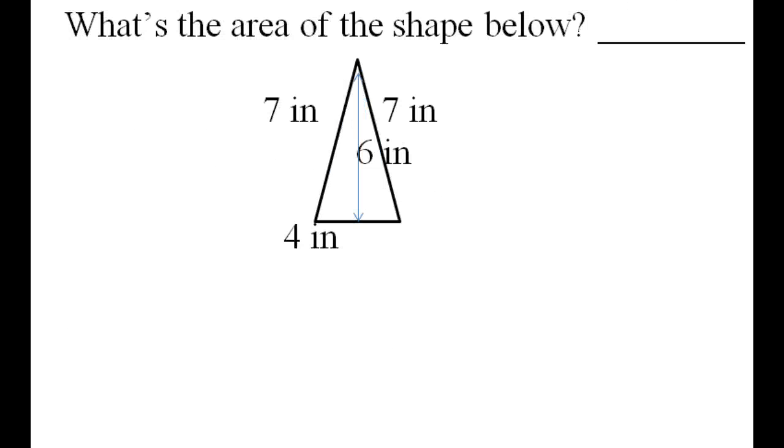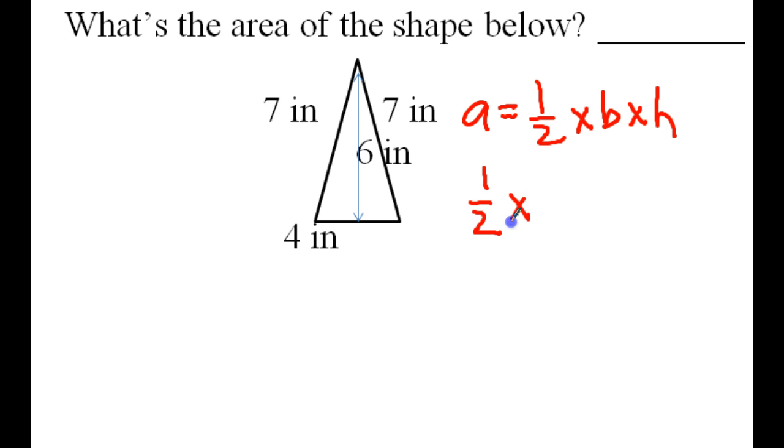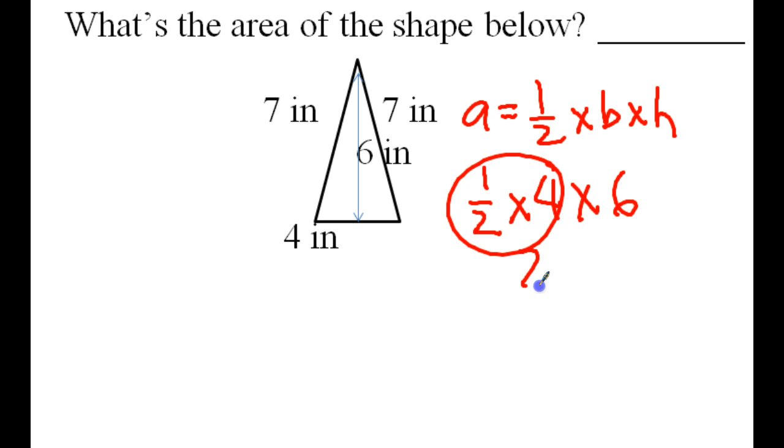What's the area of the shape below? Area equals half times base times height. And I got 1/2 times the base, which is 4, times the height, which is 6. Half of 4 is 2. 2 times 6 equals 12 square inches. Nice and easy one.